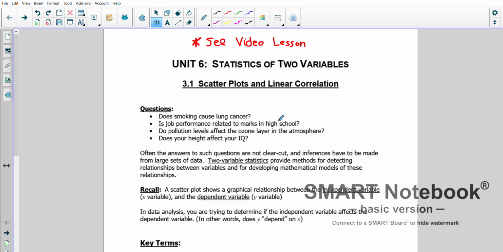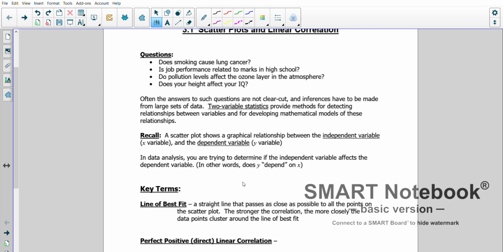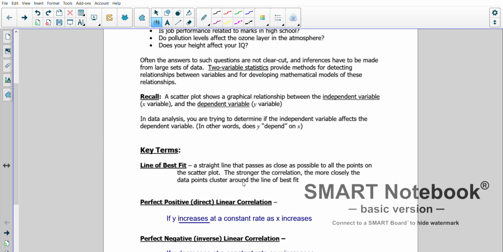This might sound familiar to you, because if you go in your time machine 4 years ago to grade 9, you did statistics of two variables. So we're going to take it up a notch now that we're in grade 12, but you should be familiar with some of this, scatter plots and linear correlation, from grade 9. We're just going to build on it. Often the answers to these questions are not clear cut, so we have to sometimes make some inferences. We're going to have methods for detecting these relationships between the variables and then making some mathematical models.